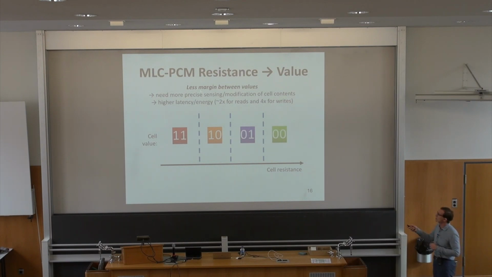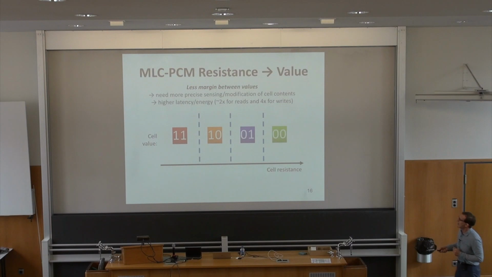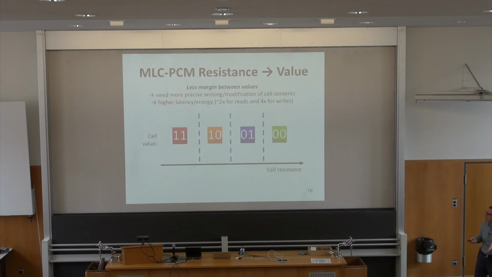But the downside is now you need more precise sensing and modification of the cell content such that they fall into these buckets. And the margin between those buckets is not as large as the margin that you have over here, right? The same cell resistance is divided into 4 over here. And as a result, you get higher latency and energy. So read latency is higher and write latency is higher because you cannot just program things to just over here or over here. You need to chop them into finer grained pieces. Okay, so any questions so far? That's some basics on multi-level cell. Multi-level cell exists in flash also, so we're going to talk about that.